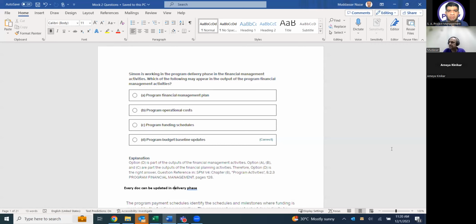We just discussed one question: which of the following may appear in the output of the program financial management activities. The key point is we are in the program delivery phase, and we already know that in the delivery phase we are doing monitoring, controlling and management activities. But also, anything made in a previous phase can be updated here. The budget we made in the planning subphase, we can update here. Mr. Saab, continue. Okay, thank you, sir.